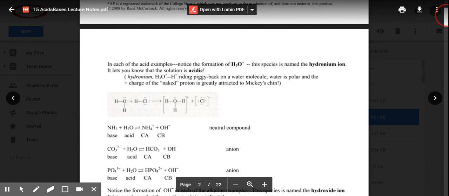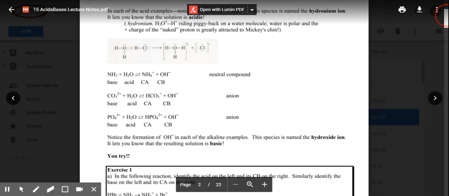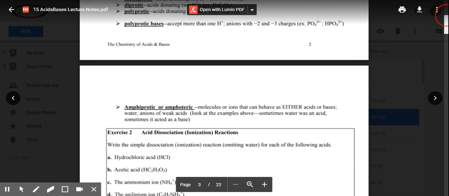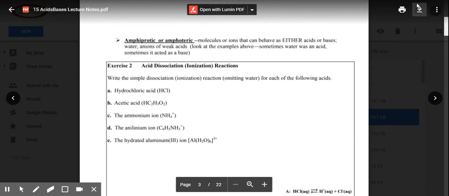Let's see. It might be later on. Oh, here we go. So we're on page 3. Sorry, I'm skipping around a little bit.